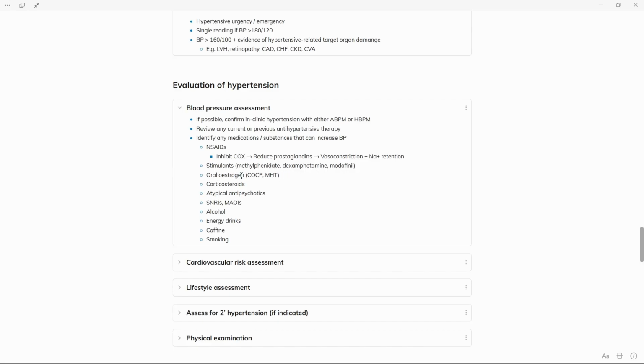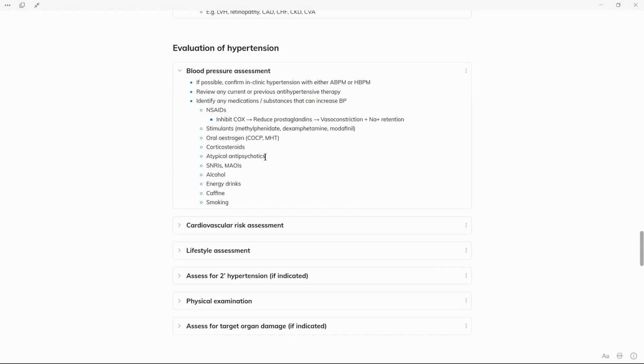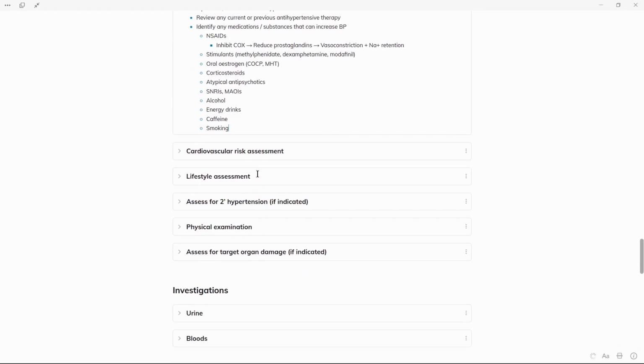The oral estrogens, which can be part of the contraceptive pill or menopause hormone therapy. Corticosteroids, atypical antipsychotics. SNRIs, because they contain noradrenaline reuptake inhibitors, and so they increase the noradrenaline level in the patient. And monoamine oxidase inhibitors likewise as well. Alcohol, energy drinks, caffeine, and smoking can also contribute to hypertension.